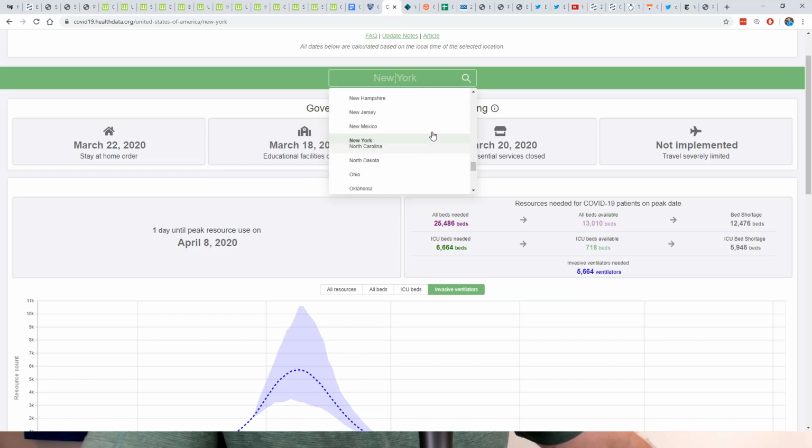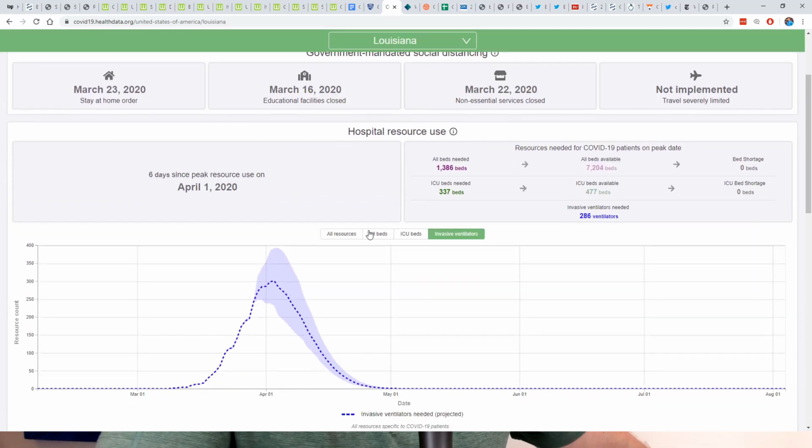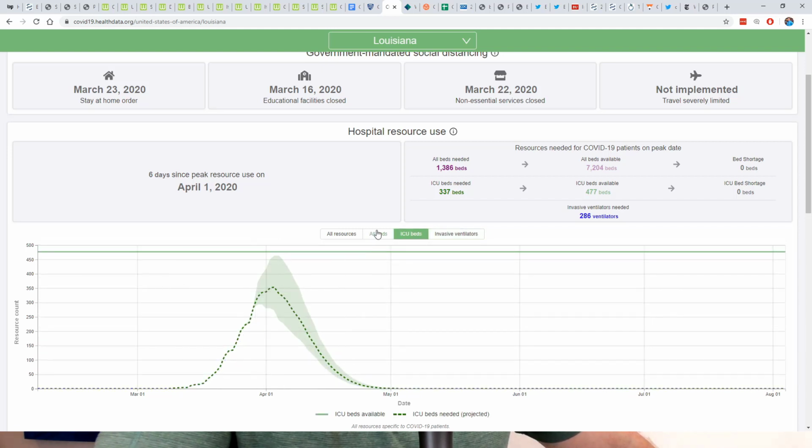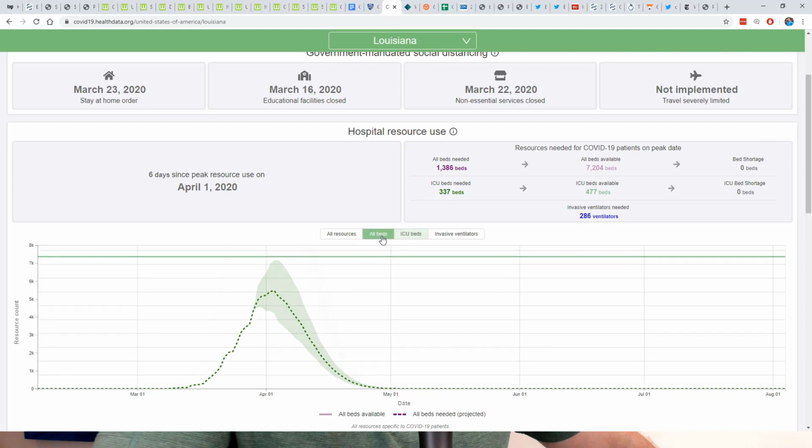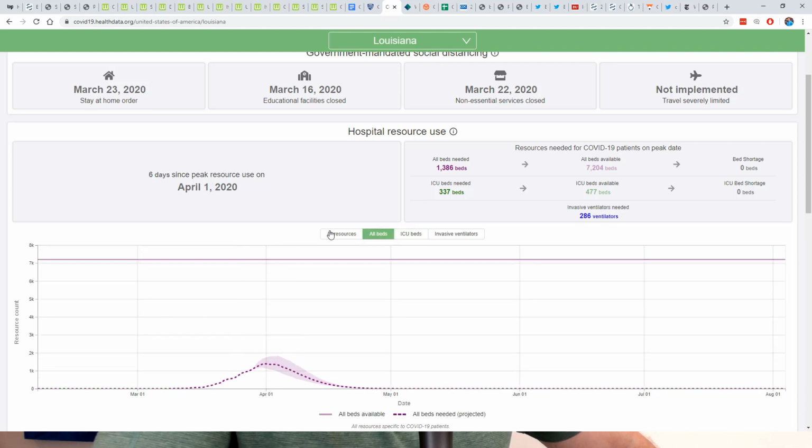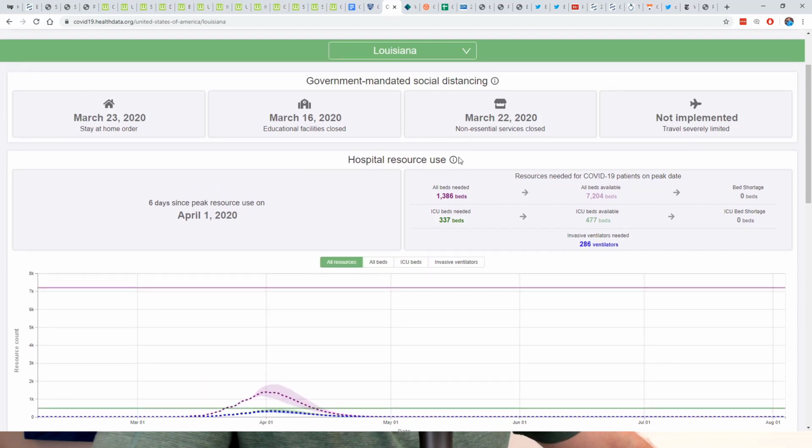And again, of course, New York has a surplus of 4,000 other ventilators that are in storage, so we'll have to keep an eye on that. Let's just look at Louisiana real quick. Same kind of thing. Invasive ventilators, we're fine there. ICU beds were fine. All beds, fine. All resources, fine. I mean, we're looking good.